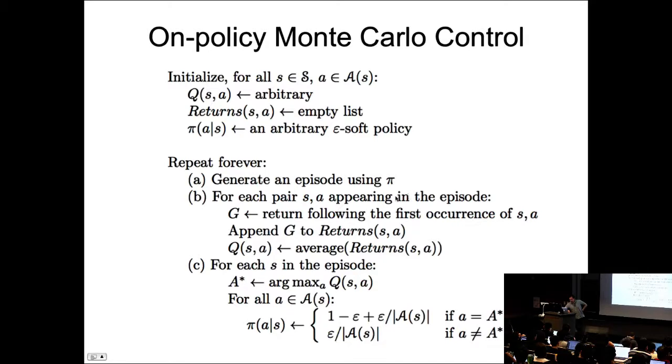You generate the episode using pi. For each pair appearing in the episode, G is the return following the first occurrence of S and A, and so forth. So you evaluate your Q function. But then for each S in the episode, you compute the best possible action to take according to your evaluation. But then for all actions, you're basically saying, with probability epsilon, for all the other actions that are not optimal, just take the action.